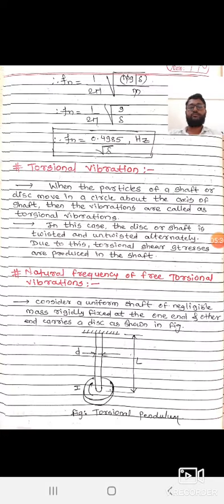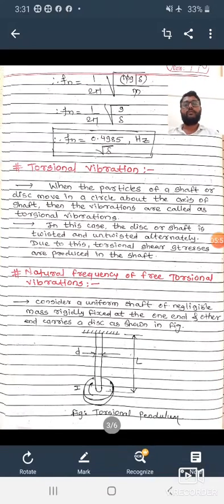Next and important topic is torsional vibration. What is meant by torsional vibration, students? When the particles of a shaft or disc move in a circle about the axis of the shaft, the vibrations are called torsional vibrations. In torsional vibration, the disc or shaft is twisted and untwisted alternately. Due to this, torsional shear stresses are produced in the shaft.